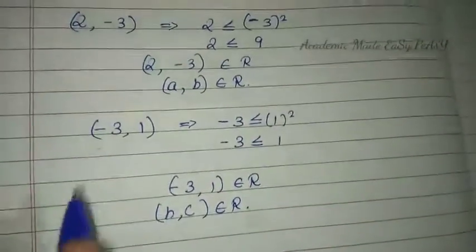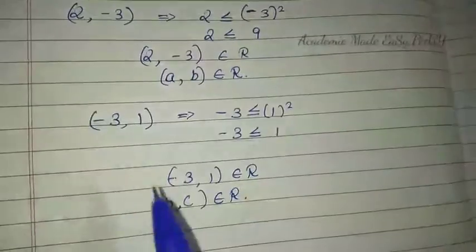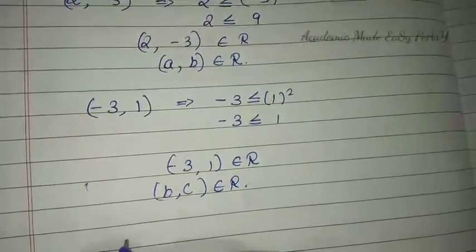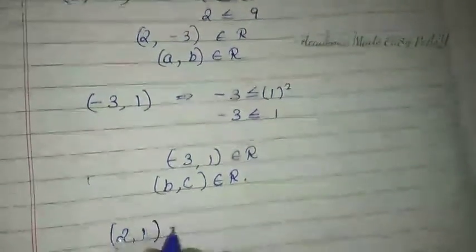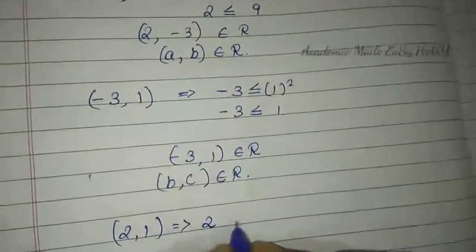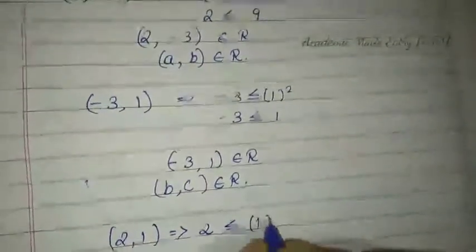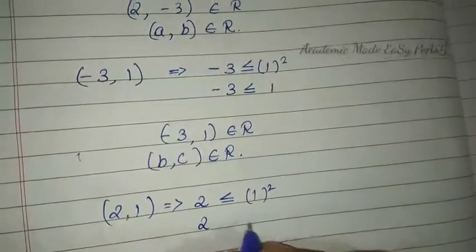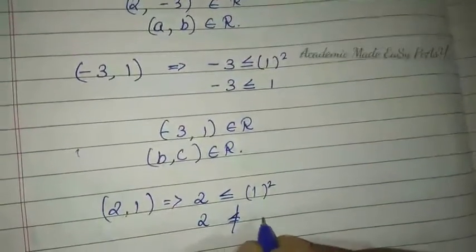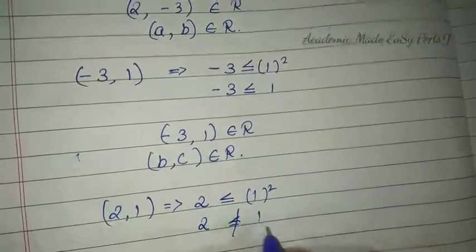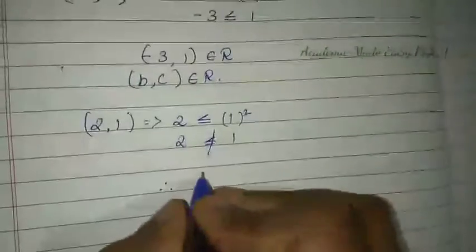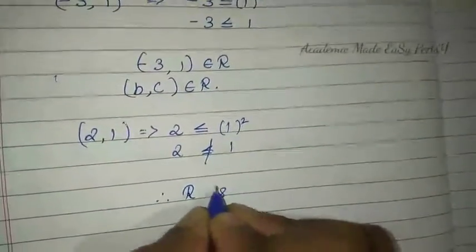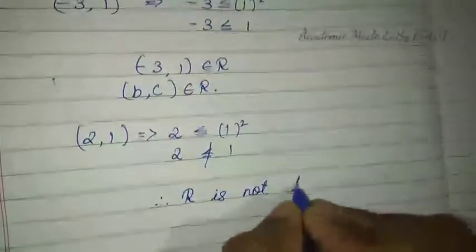Now I am taking A and C. What is A? 2. What is C? 1. So (2, 1): if I take 2 less than or equal to 1 square, no. 2 is not less than or equal to 1. Therefore, R is not transitive.